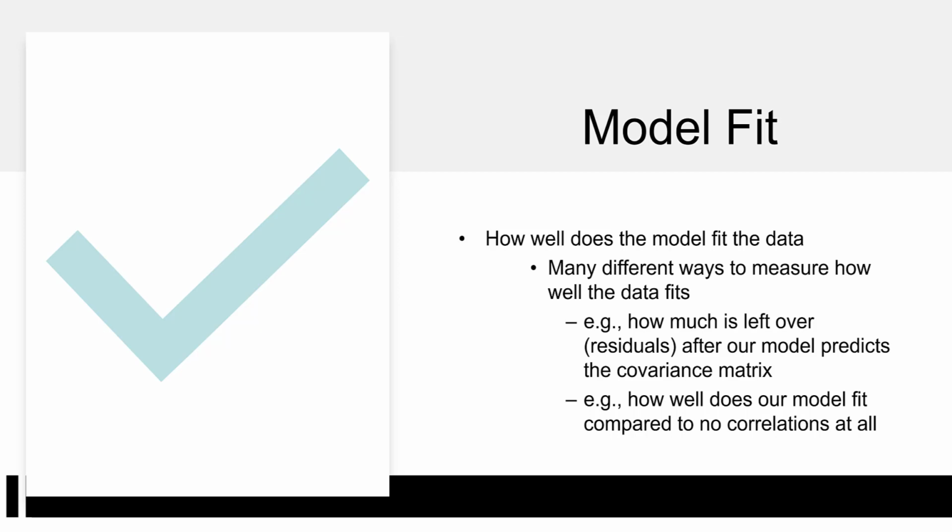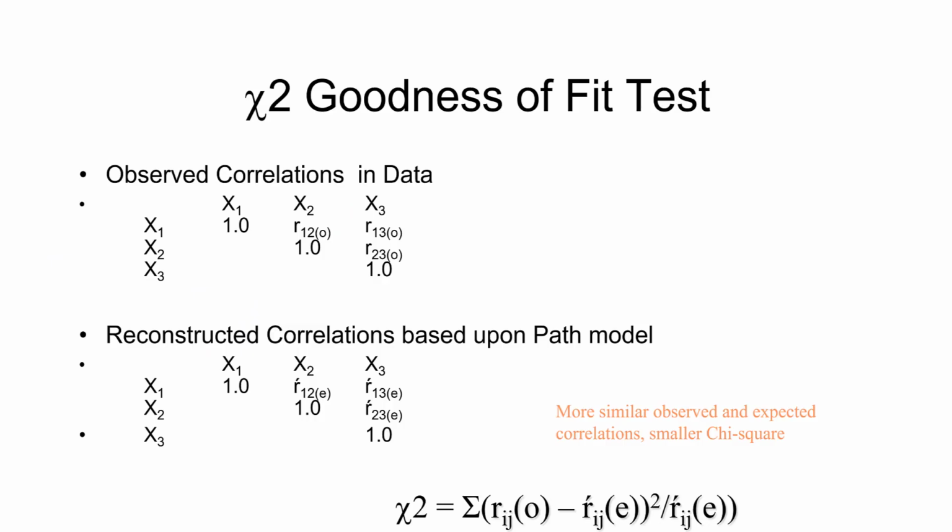We're not going to predict it perfectly, so we're going to try to see how well it fits. One of the ways we can see how well it fits is to do a chi-square test. With a chi-square test, we look at the original correlation matrix or covariance matrix, and then what is recreated from our model. The closer these are to each other, the better our fit is.